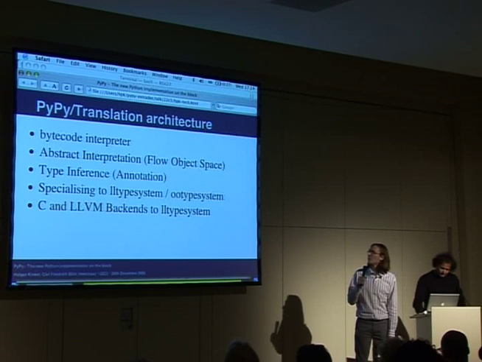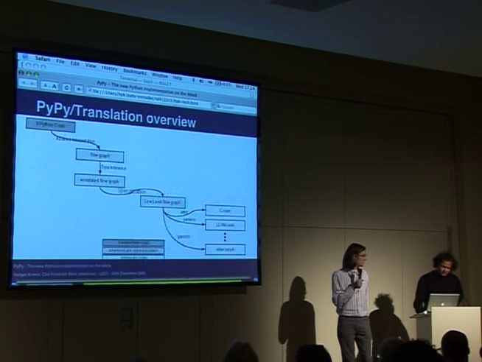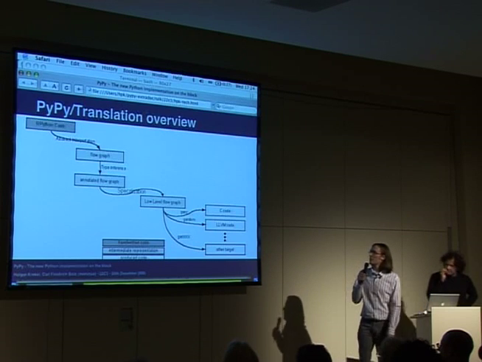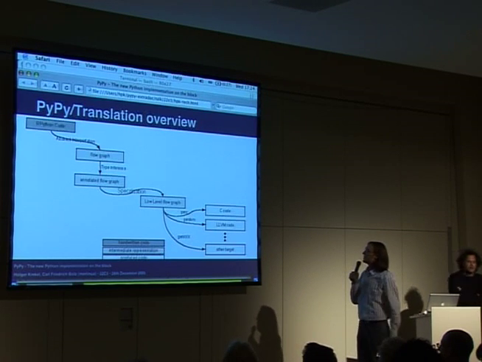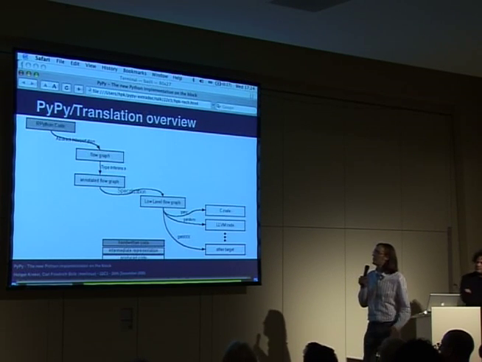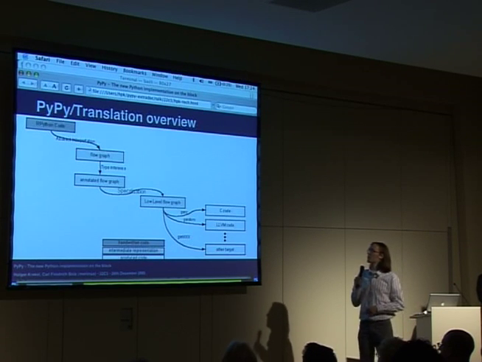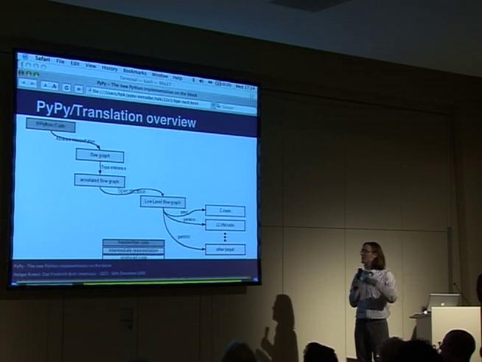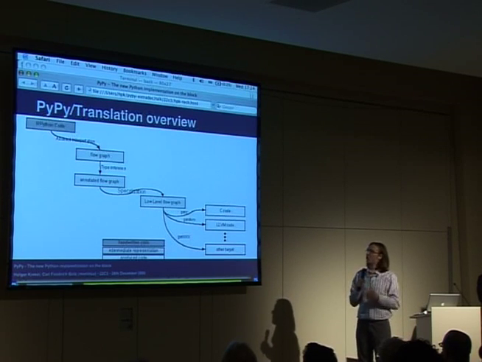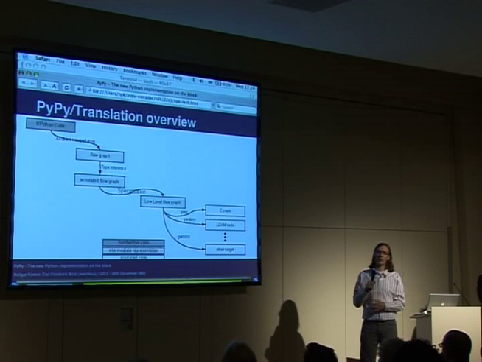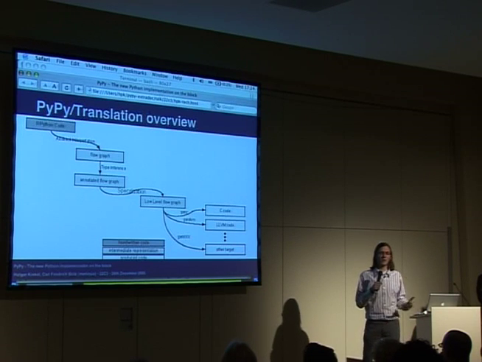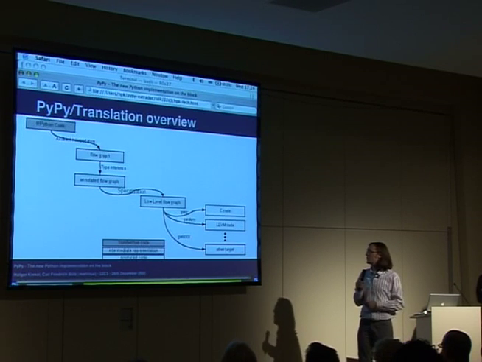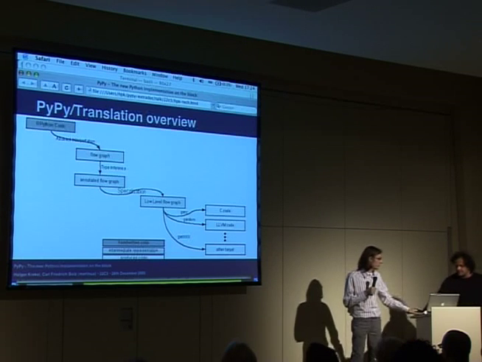Now, next slide. Here is again the overview. We start in the upper left with handwritten RPython code that is then transformed into a flow graph. We perform type inference, which gives us an annotated flow graph, which is then specialized into a low-level flow graph that contains only operations that fit the backend, and then we generate code from that. So that's just an overview.